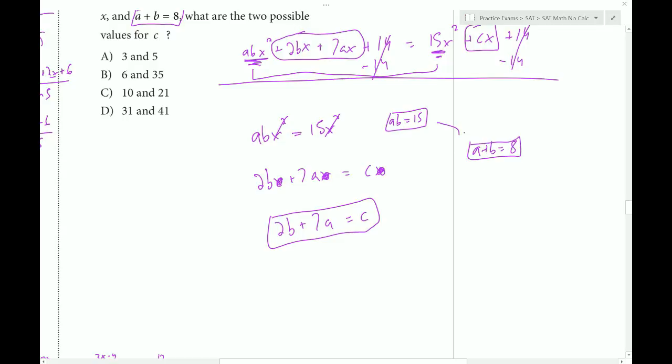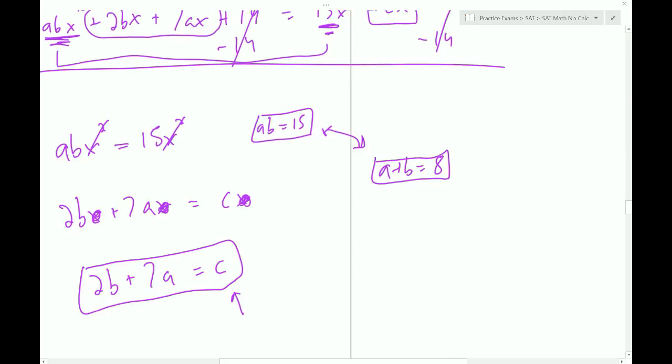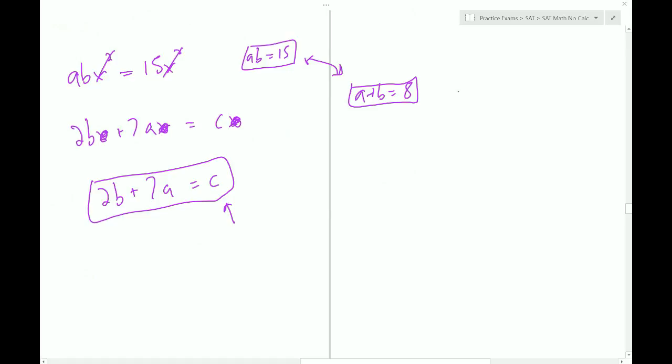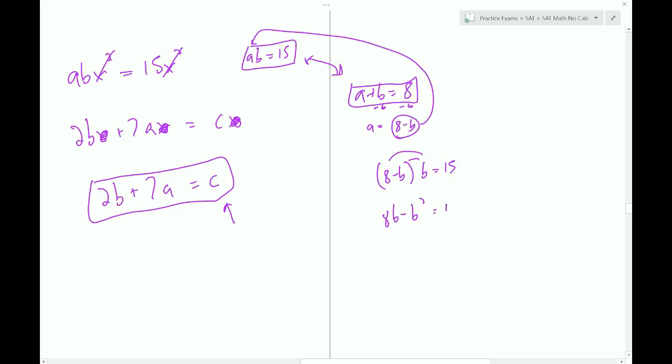So now what I'd like to do is use these two equations in order to figure out what a and b are, and then we could figure out c based on this equation, seeing as they're asking for c, right? So what I'll do here is I'll solve for a. So subtract b from both sides, I get 8 minus b. Then I grab this and plug it in for a. So I get 8 minus b times b equals 15. I distribute the b. I get 8b minus b squared equals 15.